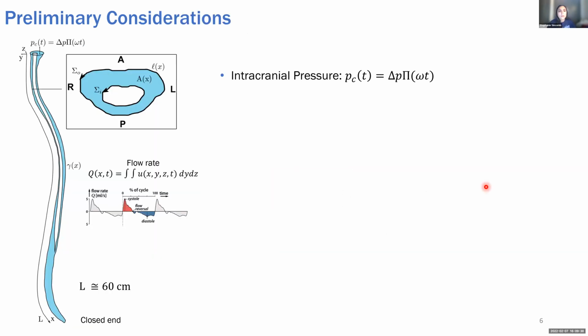There are some additional considerations that we need to make when modeling the flow along the canal. One of them being the intracranial pressure, which fluctuates at an angular frequency of the heart rate and an amplitude delta P. The angular frequency corresponds to about 2 pi for 60 beats per minute. And on average for a healthy individual, the amplitude is 200 pascals.